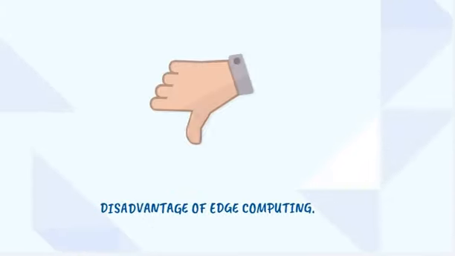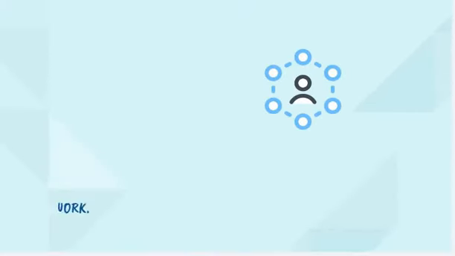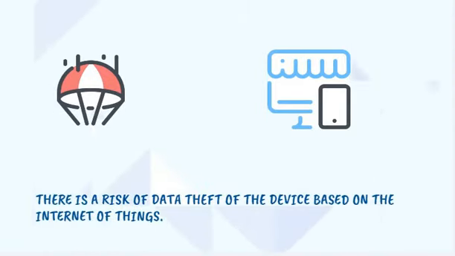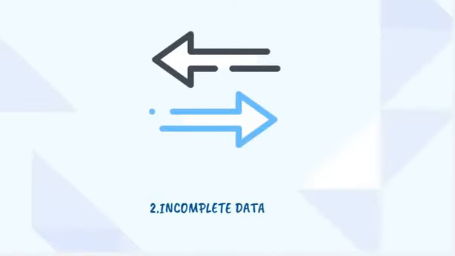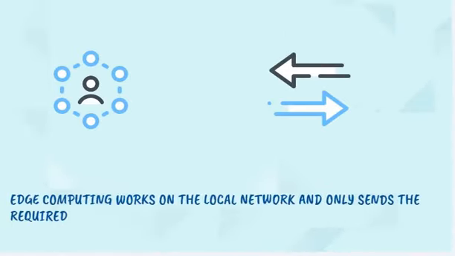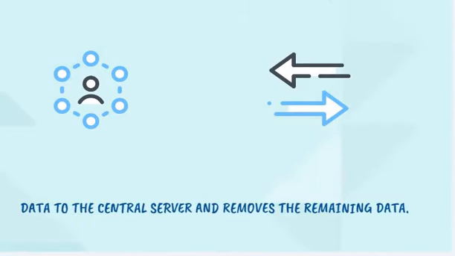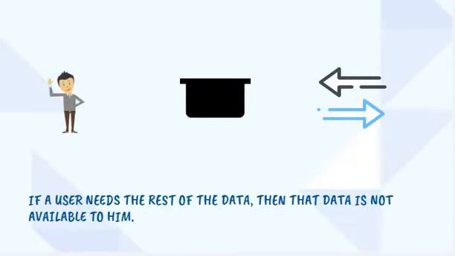Disadvantages of edge computing. 1. Security. Edge computing works on an opposite network. There is a risk of data theft of the device based on the Internet of Things. 2. Incomplete data. Edge computing works on the local network and only sends the required data to the central server and removes the remaining data. If a user needs the rest of the data, then that data is not available to him.